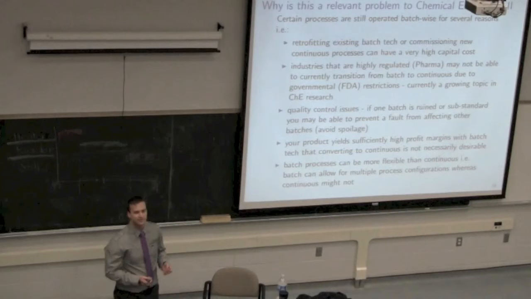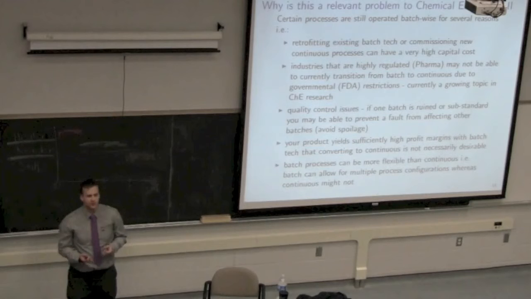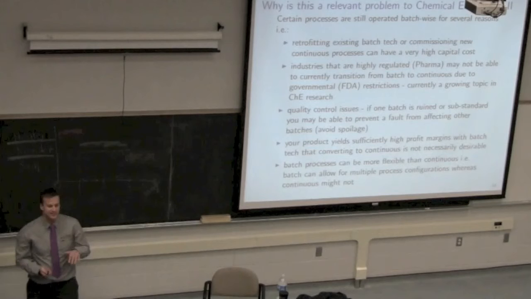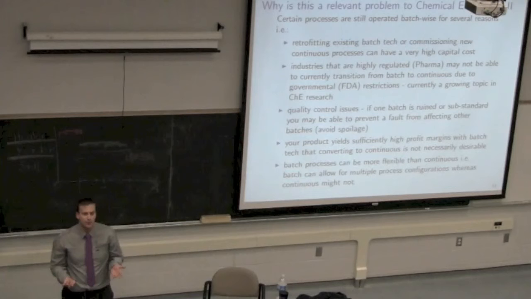And then finally, what's really nice about batch technology is that it can be quite flexible. You might have multiple configurations, and all you have to do is change how things are being passed through different systems. So for example, let's say you have machine A that goes to machine B and C. If machine B is down, you can transfer to machine C and just keep on running. That may not be possible with a continuous system because they're so tightly integrated.